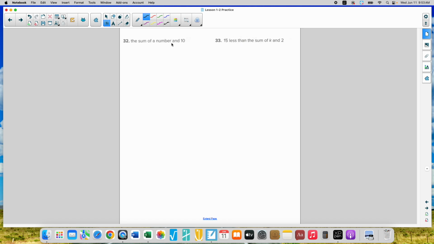The sum of a number and 10. So that's n plus 10. 15 less than the sum of k and 2. So k plus 2 minus 15. We do not need parentheses. We don't need parentheses to say, hey, we need to do this first, because we would already do it first. So there is no need for parentheses in this one. That's a technical one. See if you got that one right.